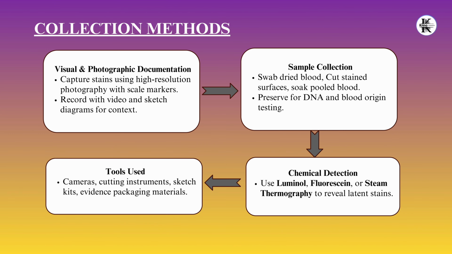Now, let us discuss how bloodstain evidence is documented and collected. The first step is visual and photographic documentation. High resolution photographs are taken with scale markers and the scene is recorded using videos and sketches. For sample collection, dried blood may be swabbed, stained surfaces may be cut, and pooled blood may be absorbed. For latent bloodstains, chemical detection methods such as luminol, fluorescein, and steam thermography are used. Tools such as cameras, cutting instruments, sketch kits, and proper packaging materials are essential.